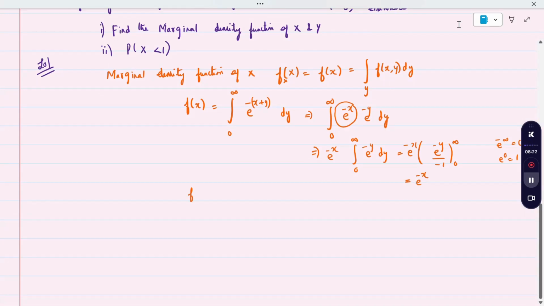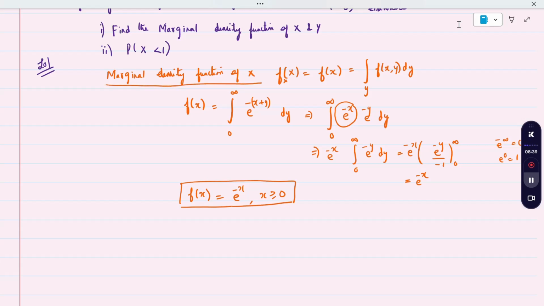Now take the answer and write e to the power minus x, and write the x limit. The x limit is given as x greater than or equal to 0. So the marginal density function of x is completed. Same concept, we have to do it for y. So now go with y.